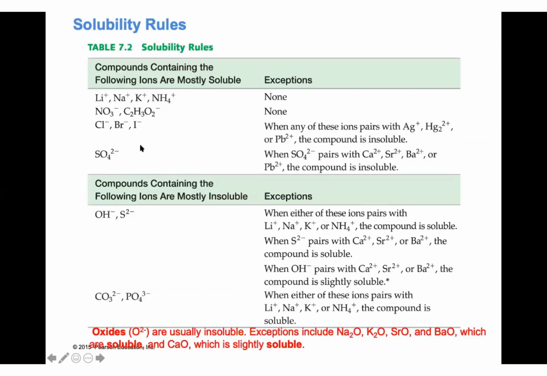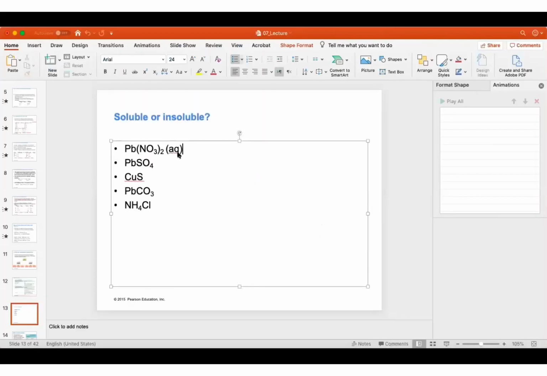So what about PbSO4? All the sulfates are soluble except when they pair up with these. Oh, here, if it pairs up with Pb, it is going to be insoluble. So what am I going to put here? What do you think, guys? Solid.